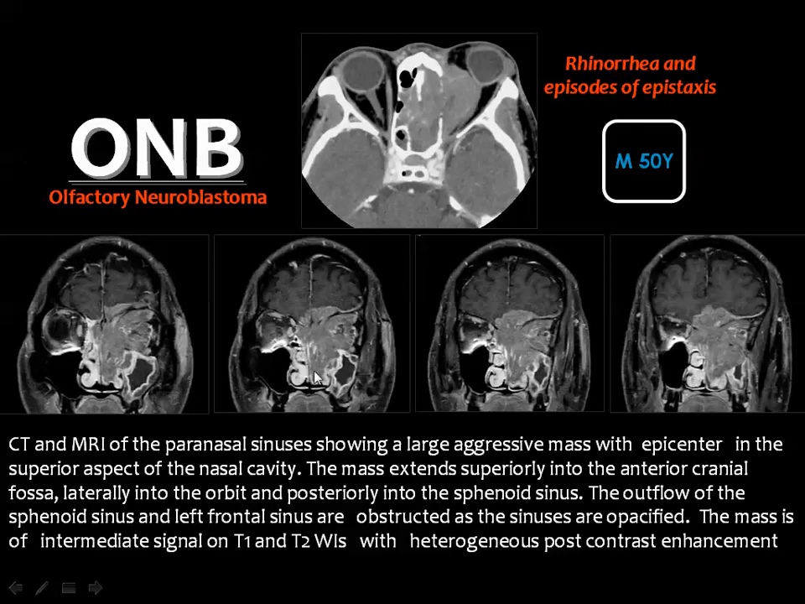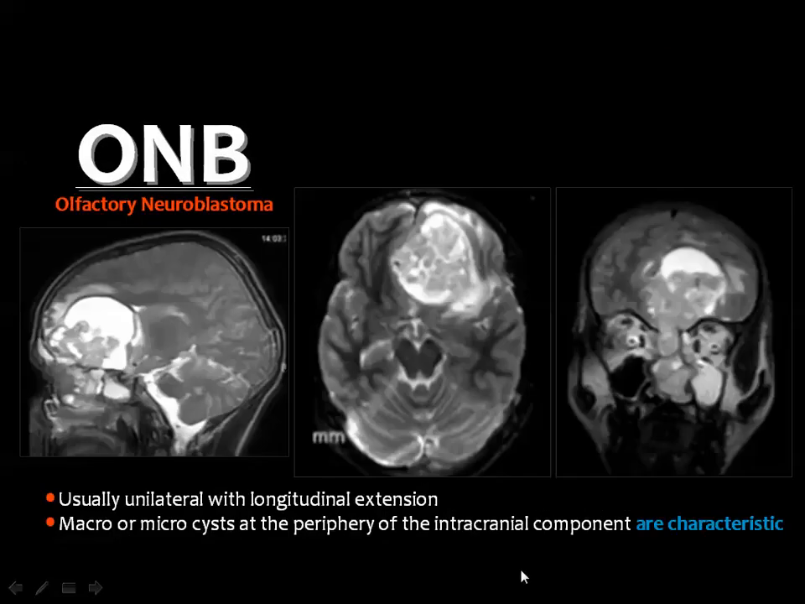And this is olfactory neuroblastoma in a patient with rhinorrhea and epistaxis. The tumor is big, infiltrating mainly the left side of the nose, as well as most of the orbital cavity with intracranial extension. And you see that the tumor is more or less homogeneously enhancing.